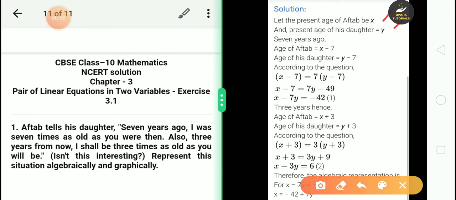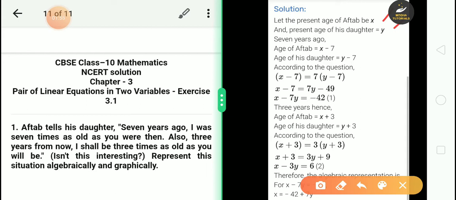So Aftab is 7 times his daughter, that is x minus 7 is equal to 7 into y minus 7. After opening the brackets, x minus 7 is equal to 7y minus 49. So x minus 7y is equal to minus 42, equation 1. Then the second condition, 3 years from now I shall be 3 times as old as you will be. So x plus 3 is equal to 3 times y plus 3. After opening the brackets we get x plus 3 is equal to 3y plus 9 and therefore x minus 3y is equal to 6. This is equation 2. So equation 1 and equation 2 are the algebraic representations of the given question.